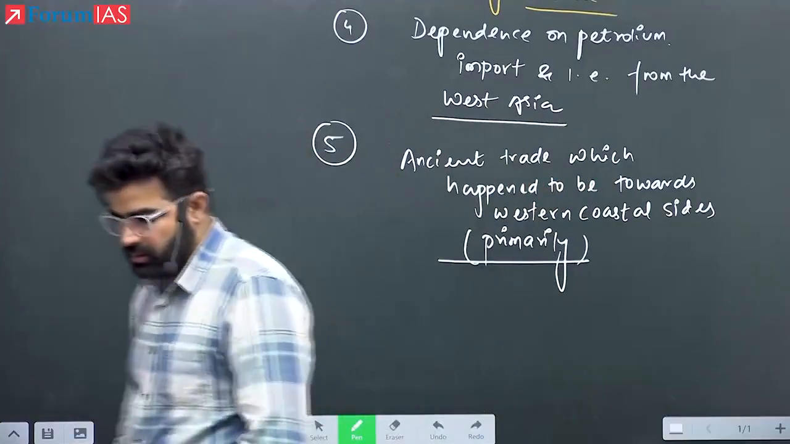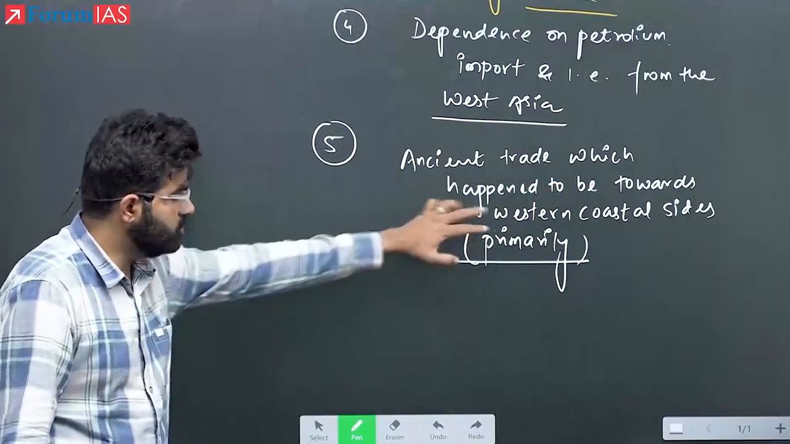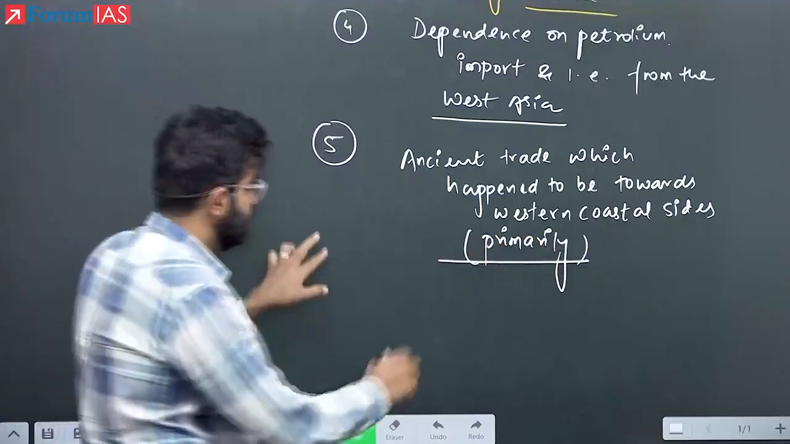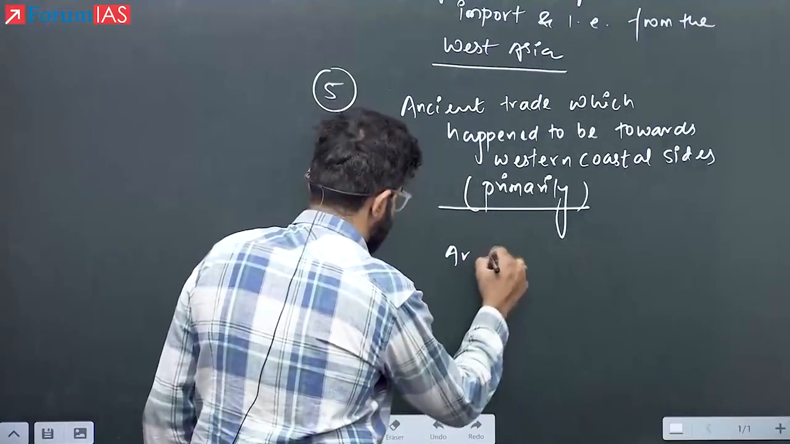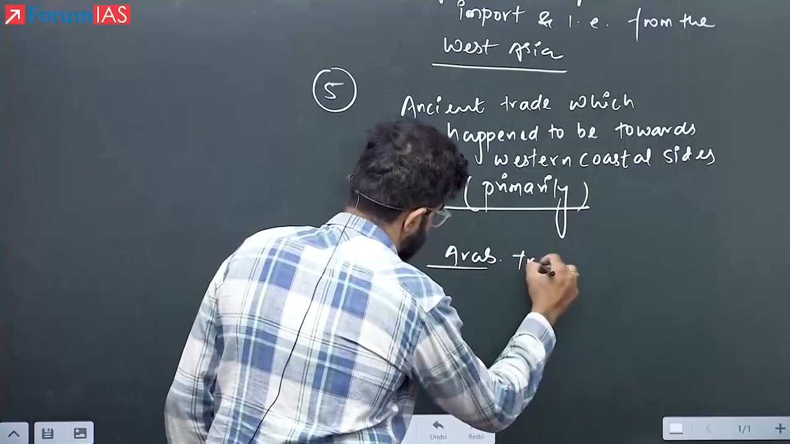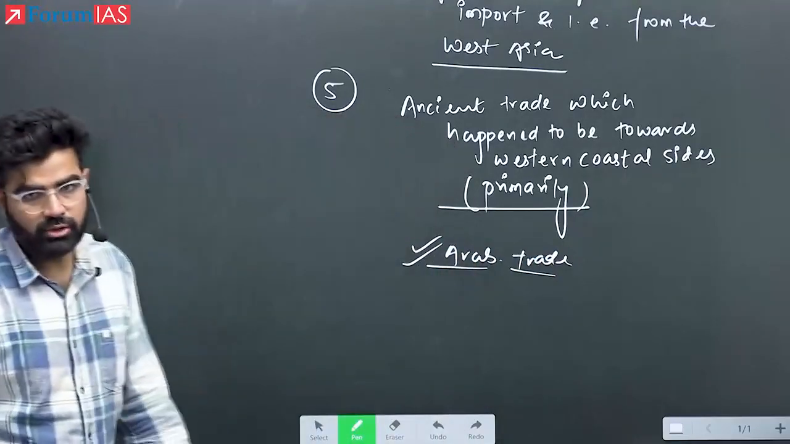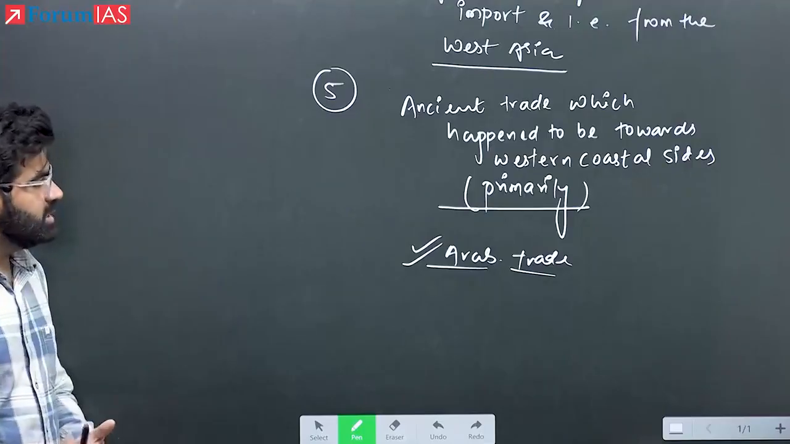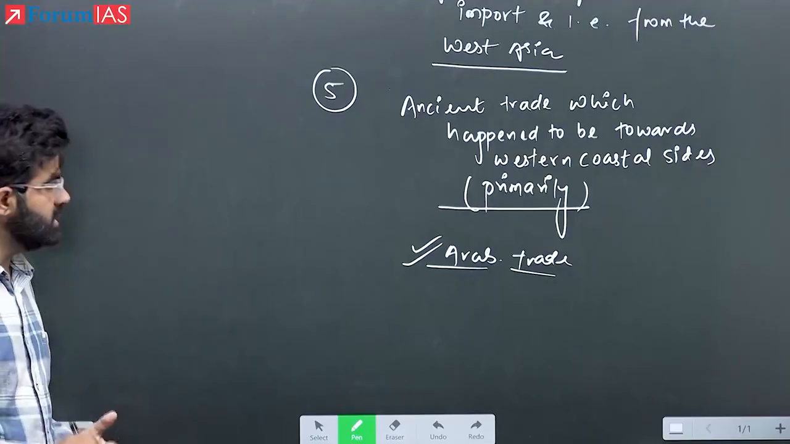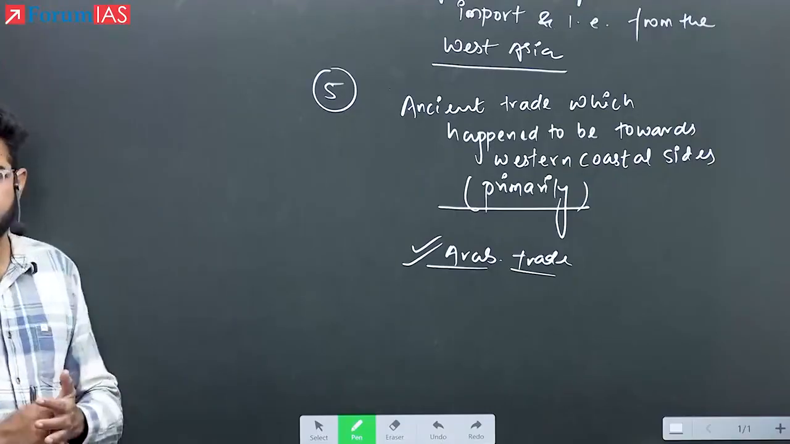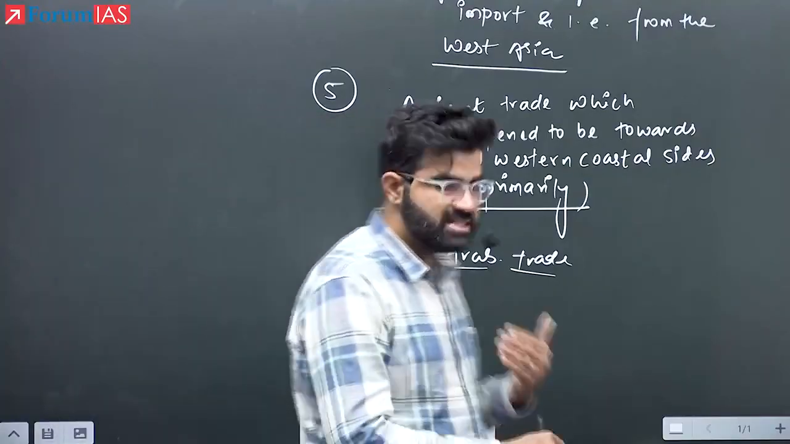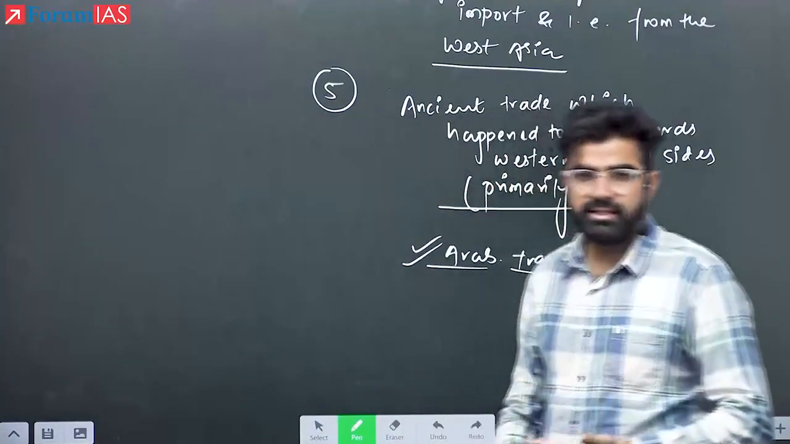Primarily, this happened to be towards the western coastal sites. For example, the Arab trade, you can write the example. Arab traders were utilizing the concept of southwest monsoon also. So these are some reasons. If in the prelims it is asked, let's say, why most of the major ports of India are located on the western side, these are the reasons.